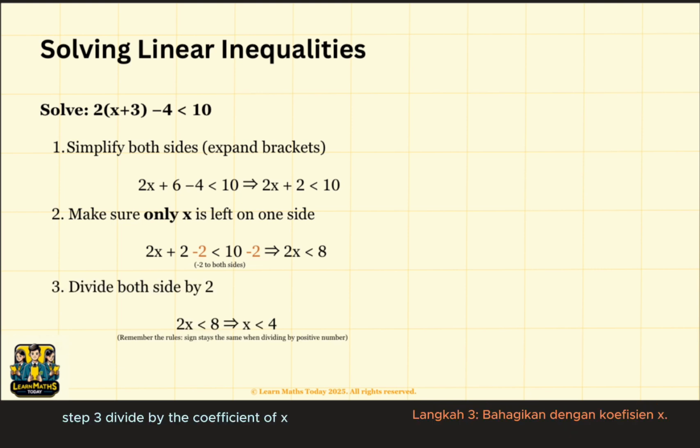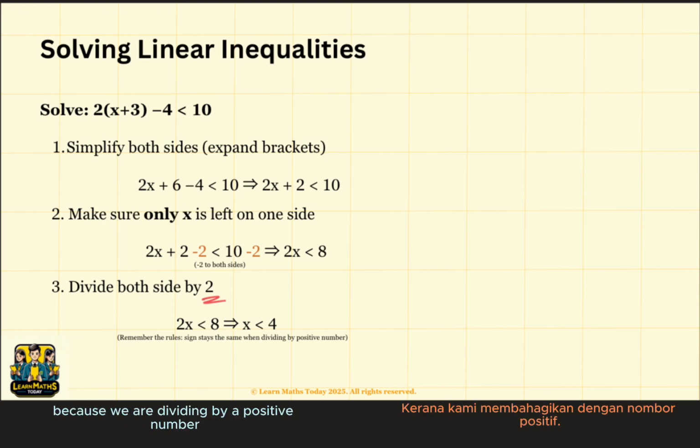Step 3. Divide by the coefficient of x. Divide both sides by 2. That gives us x less than 4. Tip: the sign stays the same because we are dividing by a positive number.